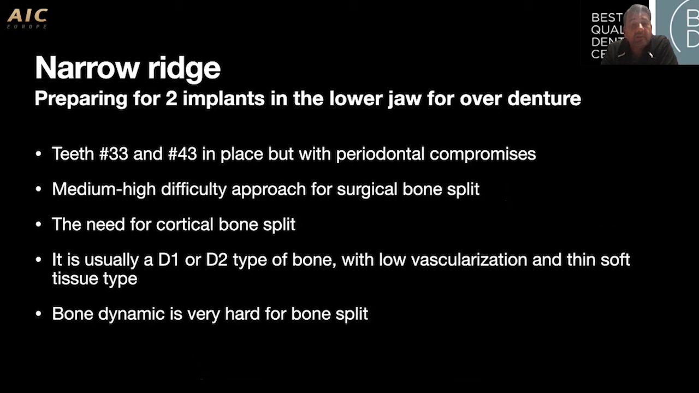The need for cortical bone split, we needed to do it in this case. And usually we know that in this region we have D1 or D2 type of bone, with low vascularization and thin soft tissue. So the dynamic is very hard for bone split in this area because of the D1, D2.